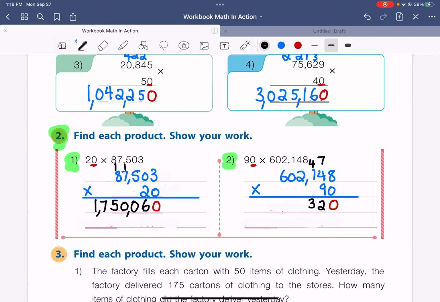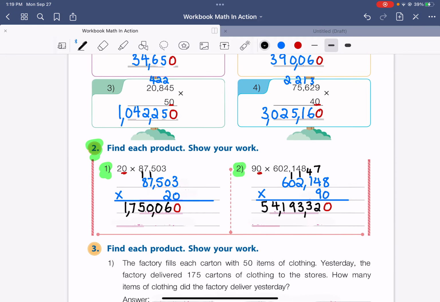Carry over the 4. 1 times 9, 9 plus 4, 13. Carry over the 1. 2 times 9, 18 plus 1, 19. Carry over the 1. 0 times 9 is 0 plus 1, 1. 6 times 9, 54. Carry over the 5. Right, so we end up getting 54,193,320. Right, so these should all be pretty simple.